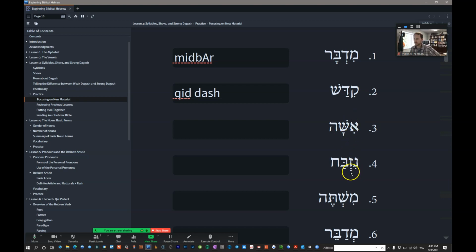Number four, we've got a silent schwa because it's preceded by the short hiriq. Therefore, we've only got one vowel, so it's weak. Number five, we've got a dagesh preceded by a schwa, which happens to be silent because it's preceded by the short hiriq. So we've only got one vowel, the segol.